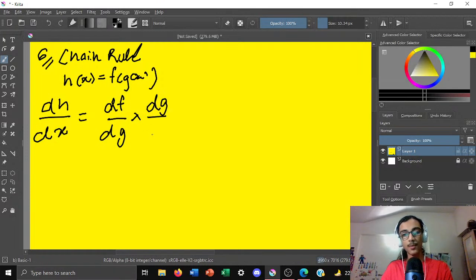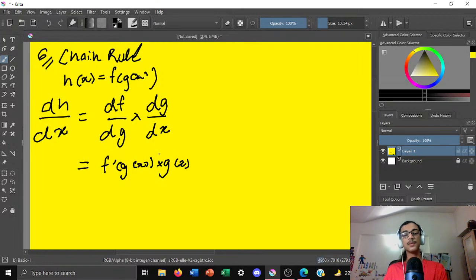I'll write it in the more commonly known form, with prime notation. You can write this as f prime of g of x into g prime of x. This is the form more commonly used amongst math students. So you have the derivative of f, where you put g of x as the input, times the derivative of g of x. So if I've got sine of x squared, what this is telling me is that I have to take the derivative of sine of x and put x squared as its input, and then multiply that by the derivative of x squared.